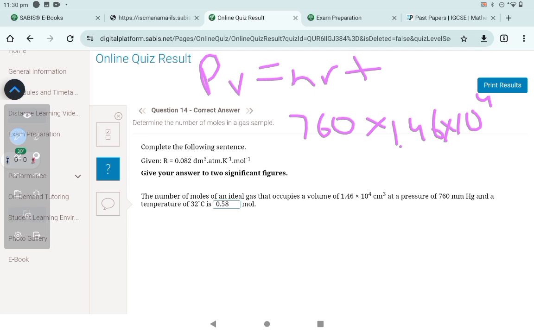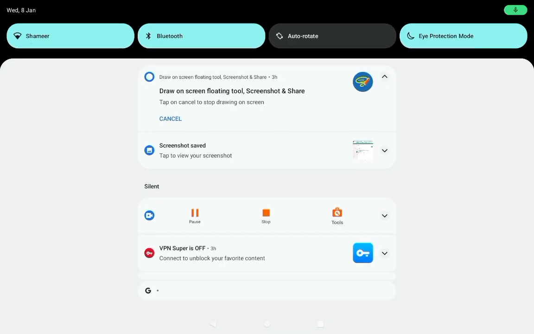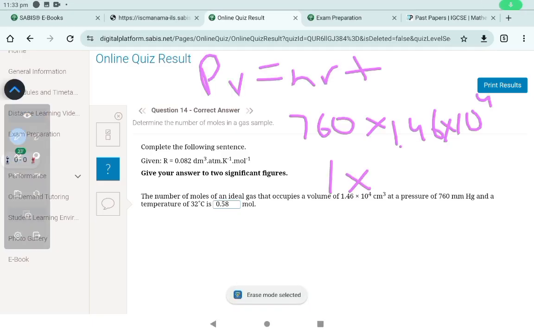Okay, first off, we need to change everything. We need 760 to be the proper version. So 760 divided by 760, because we want it in atmospheric pressure. We have 1 multiplied by 1.46 times 10 to the power of 4. We need to make it into dm cubed. From cubic centimeters to cubic decimeters, we divide by 1000. So it's going to be 14.6.